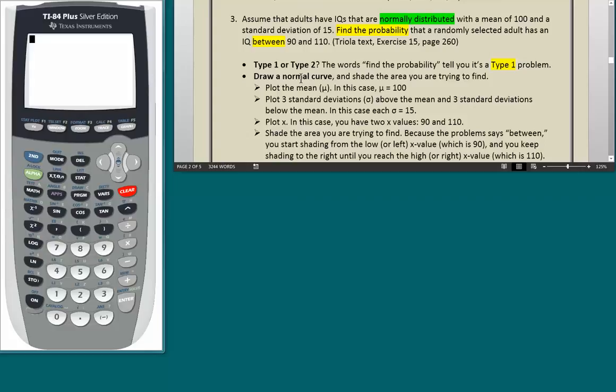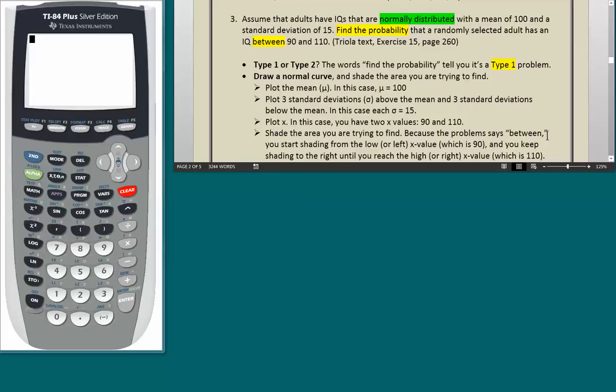Now we are going to draw our normal curve and shade the area we're trying to find. We plot the mean, we plot the 3 standard deviations just like in the other problems. And then we have to plot x. Well, if you'll notice, in this case we have 2 x values. We're going between 90 and 110. So those are both values of x that we are going to put in order to shade the area that we're trying to find.